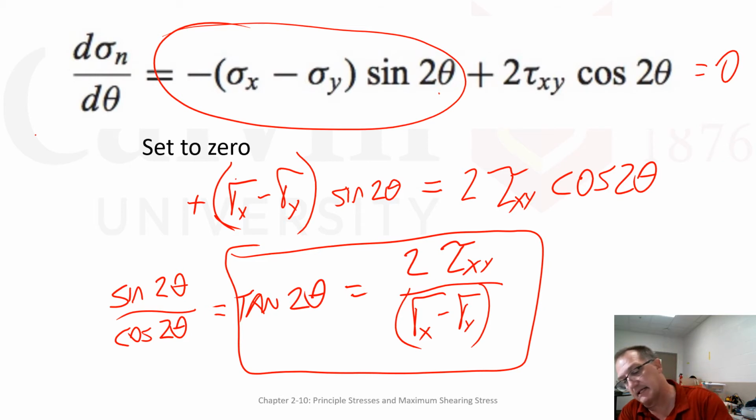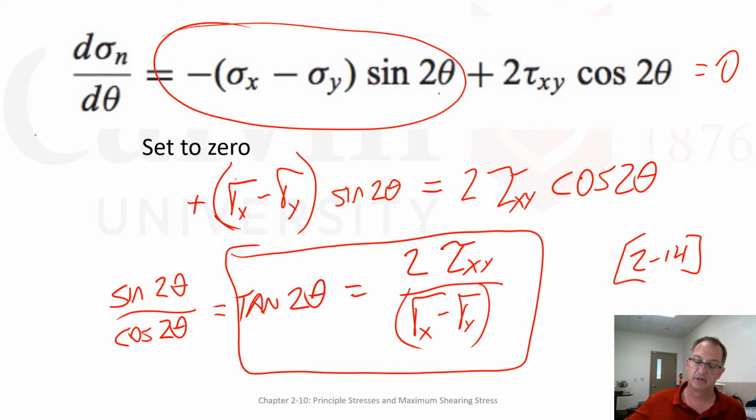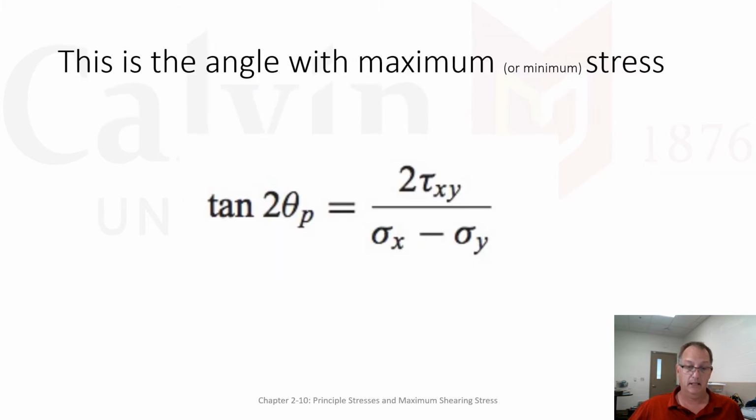In fact, that's the first one of those equations we have to know. I believe that's 214. It tells us the angle at which we're getting our maximum shear stress. It looks like that, right? So that's good.